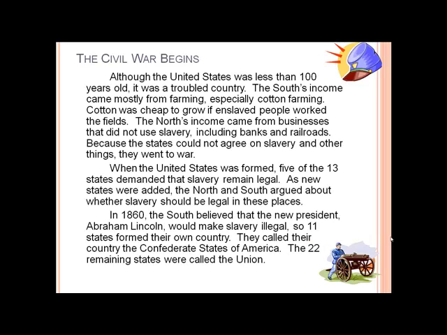And we'll preview it and get our predictions. This is called The Civil War Begins. There's the title. And I'm already thinking, I know what the Civil War was about. It was about the North and South and slavery. Even if I didn't know what the Civil War was, I know what war is. So people are going to fight. There's going to be battles. There's always a reason for a war. And so that may be part of what's going on here.